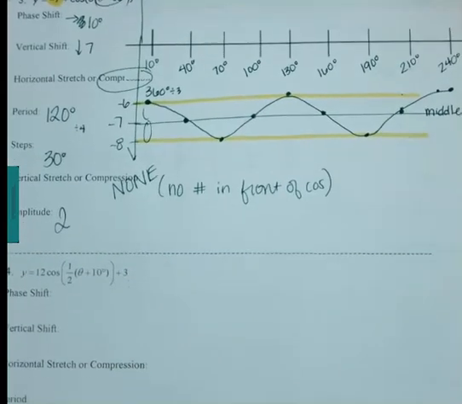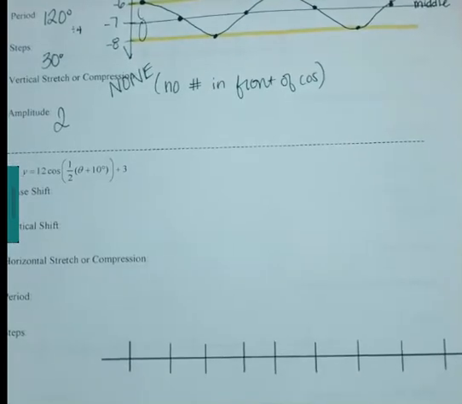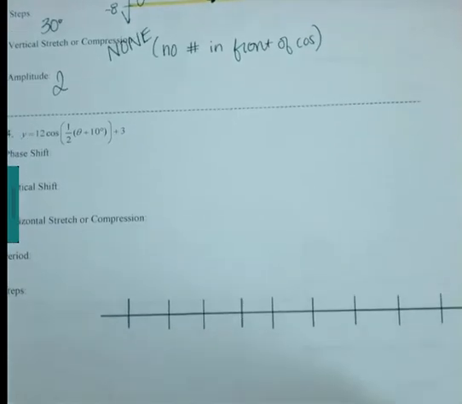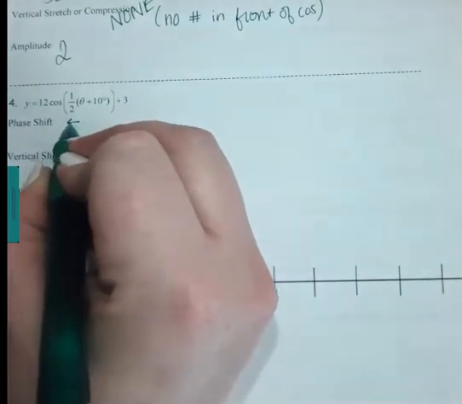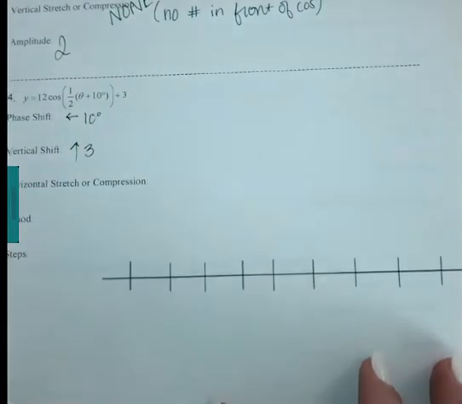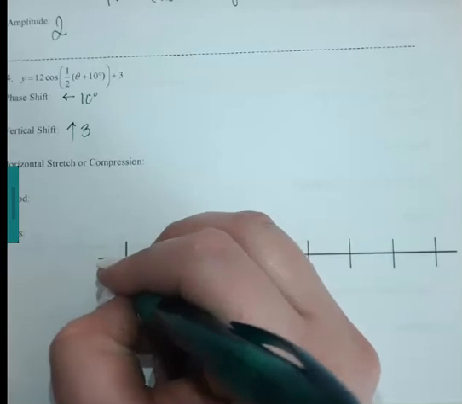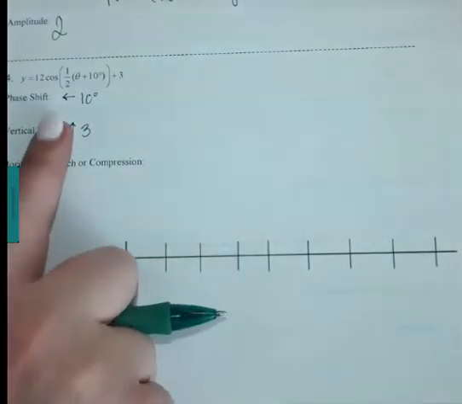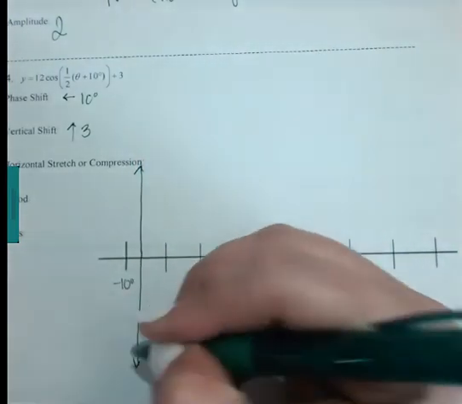Okay, last one that I'm going to help you set up is just the axis. Number 4, where should you shift number 4? To the left 10 degrees, and then up 3. So if I go to the left 10, what does that make my first marker? Negative 10. Very good. So think about, if this is negative 10 degrees, because I had to go to the left 10, then my y-axis would need to be here.